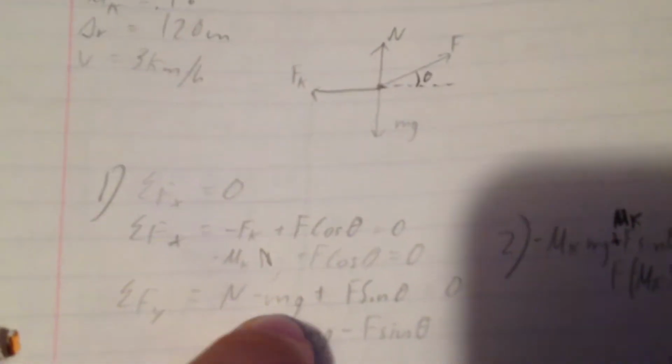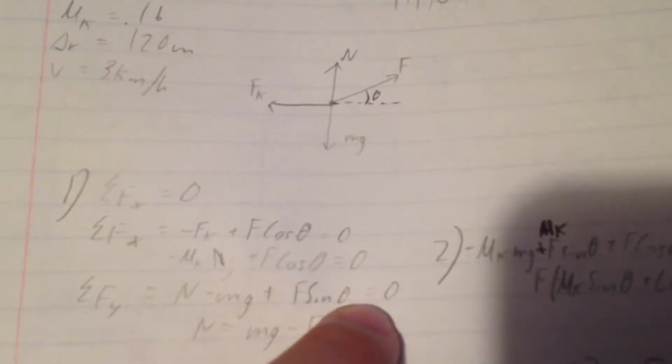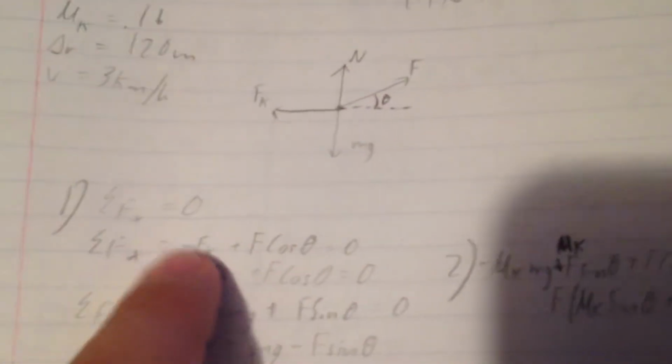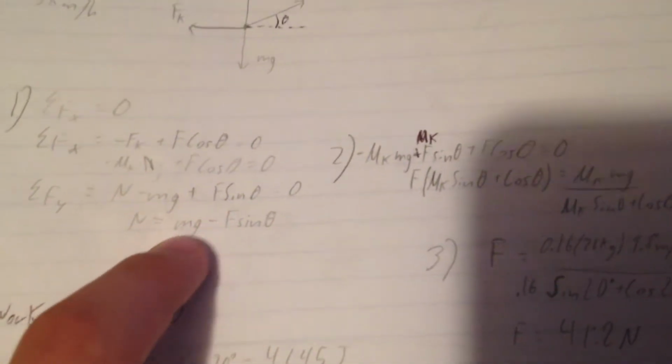The sum of the forces in the y direction is the normal force minus mass times gravity plus F times sine of theta, and that also equals 0 because there's no acceleration. You can rearrange that to find that N equals mg minus F sine of theta, and then plug that into this formula right here.